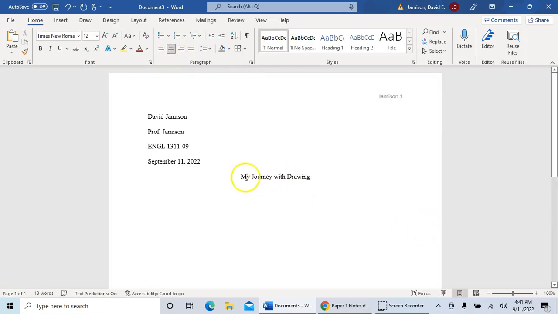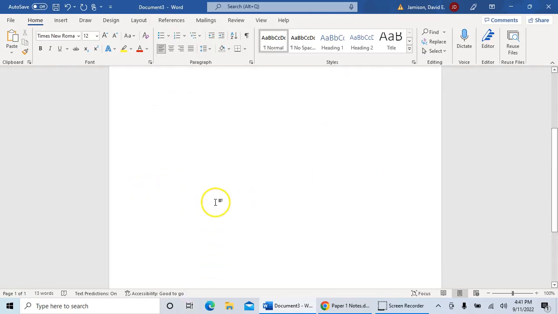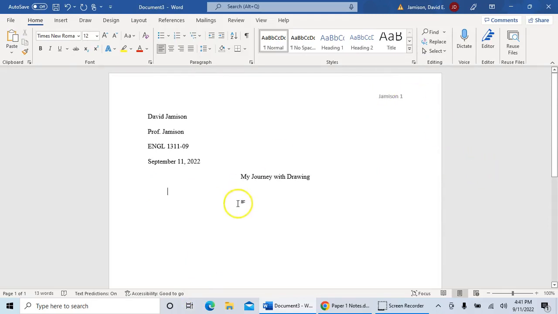Make sure to capitalize all of the main nouns and verbs and the first letter of your title. And then after that, justify everything to the left. Press Tab to indent your paragraphs, and you can get started writing. And everything should be double spaced now. So that's the hard way to do it.